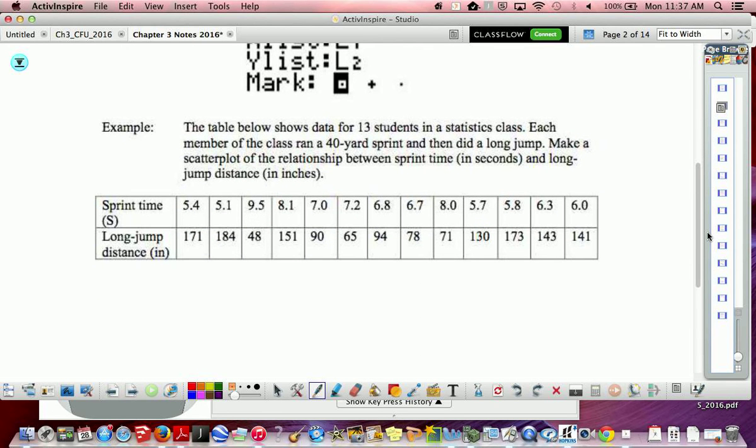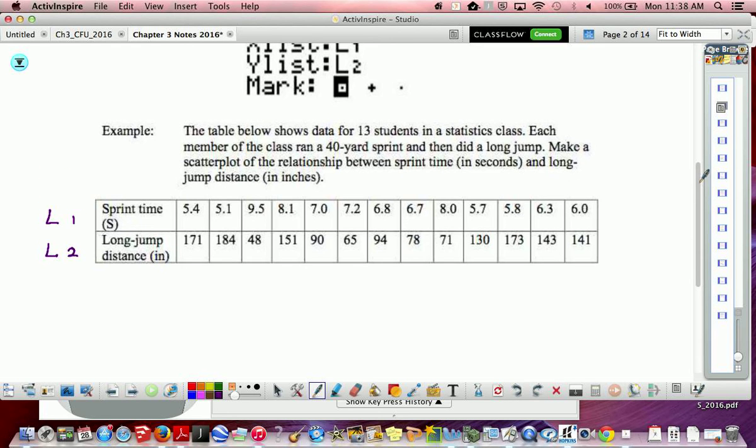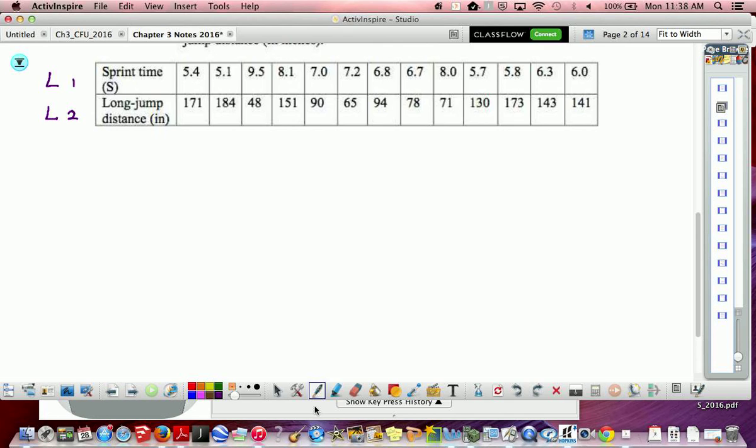It says the table below shows the data for 13 students in a statistics class. Each member of the class ran a 40-yard sprint and then did a long jump. Make a scatter plot of the relationship between sprint times in seconds and long jump distance. This one doesn't say whether one predicts the other, but we're going to try to see what the relationship is. So I'm going to have sprint time be list 1 and long jump distance be list 2. So take out your calculators, and we're going to start entering those data in.